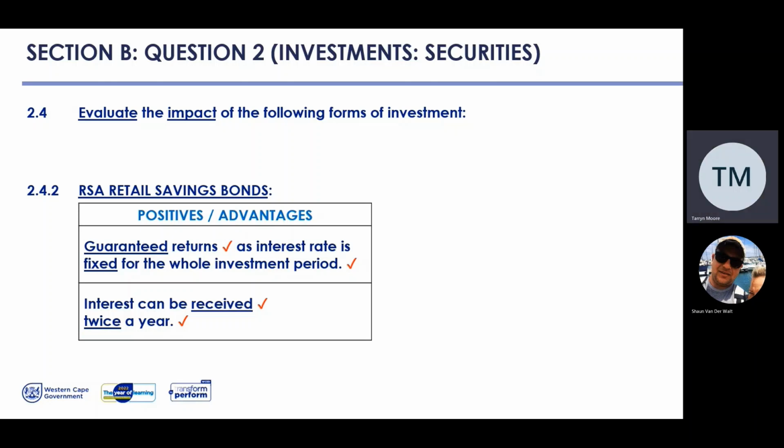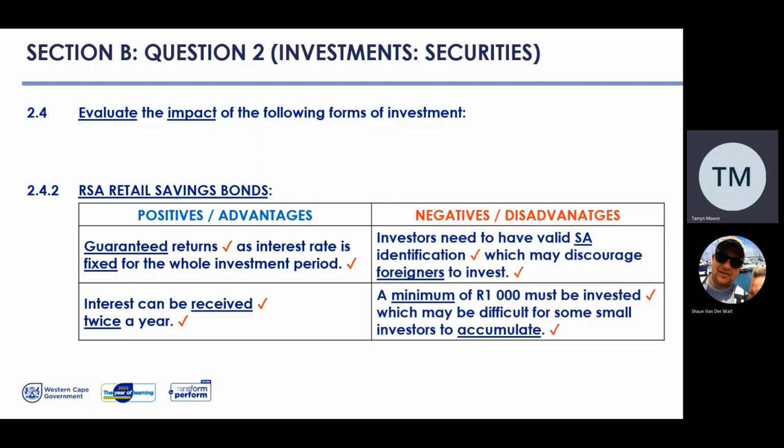So you looked at the fixed deposit: if you need cash, you cannot withdraw it before the maturity date. Here we're looking at an RSA retail savings bond, where they are guaranteeing you the return and you can receive interest twice a year. Should you run into any problems and you need cash. But then I'm also going to say to you that with every advantage, there is also a disadvantage or negative.